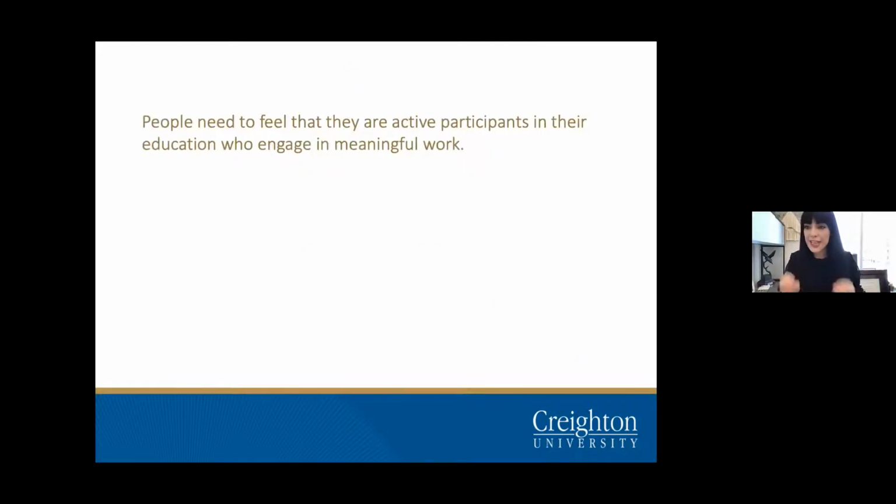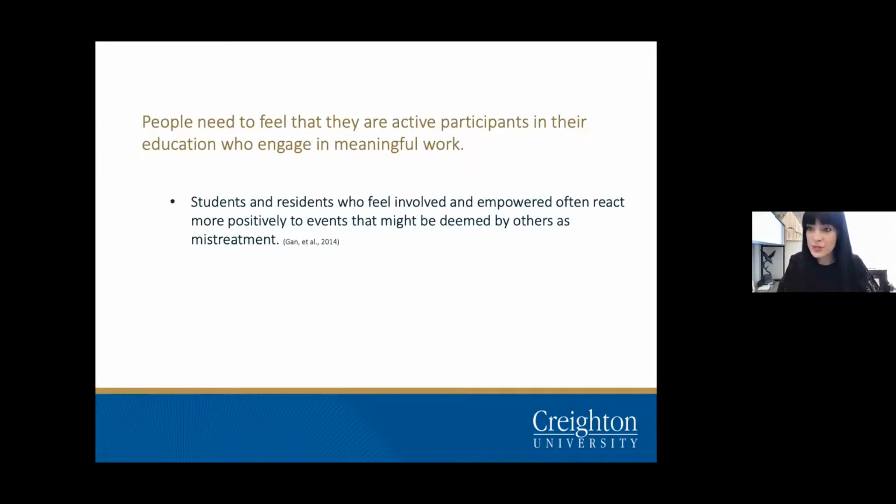People need to feel like they're active participants in their training. Studies have shown that students and residents who feel involved, empowered, like they're part of the team, often react more positively to events that another person might call mistreatment. If a student feels like they're actively part of the team and someone mistreats them, and maybe nursing faculty walks by and thinks, oh, that student's getting mistreated, that student is more likely to say, no, I wasn't. They have high expectations of me because I'm a member of the team and patients' lives are at stake.